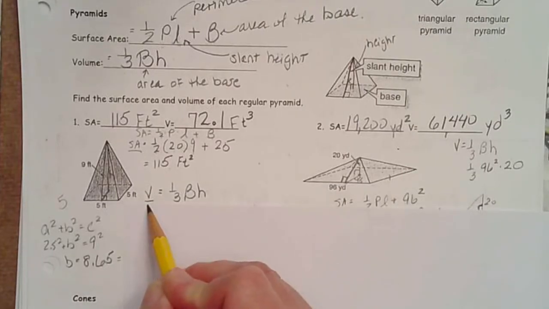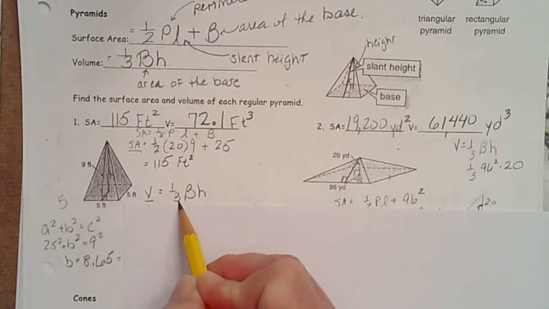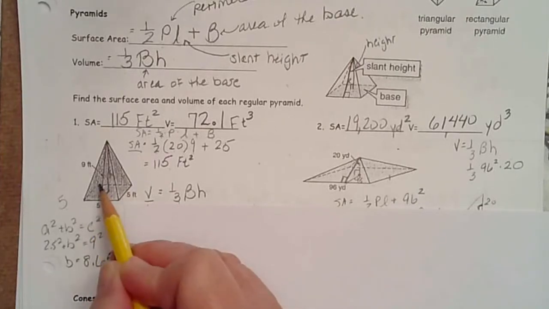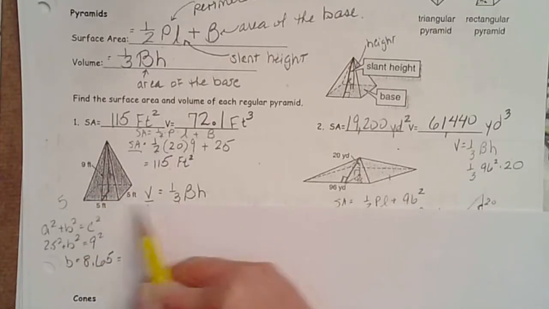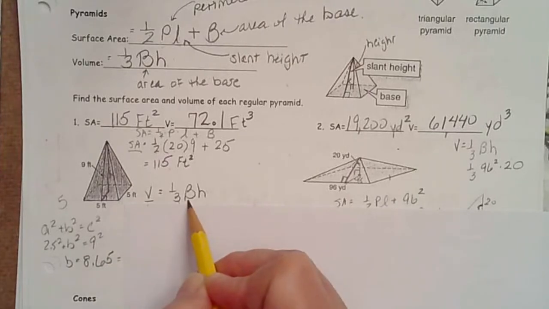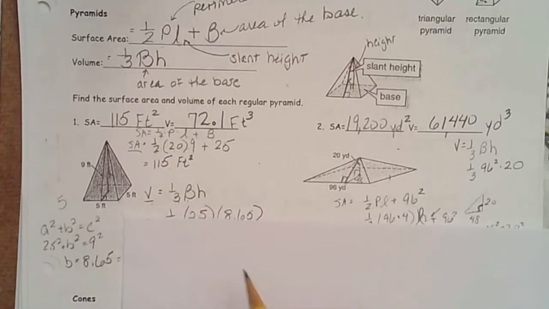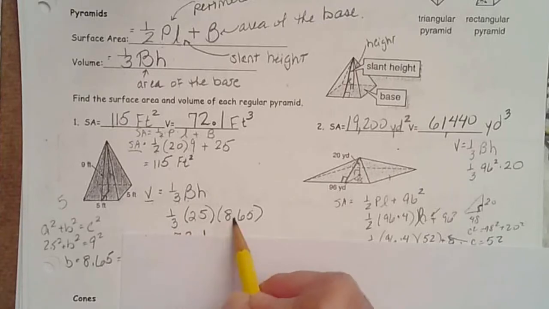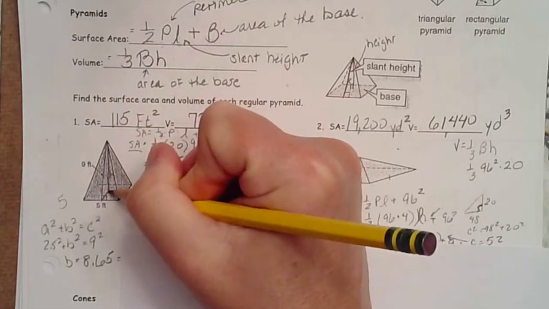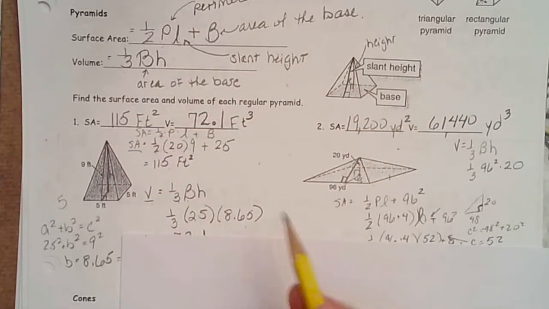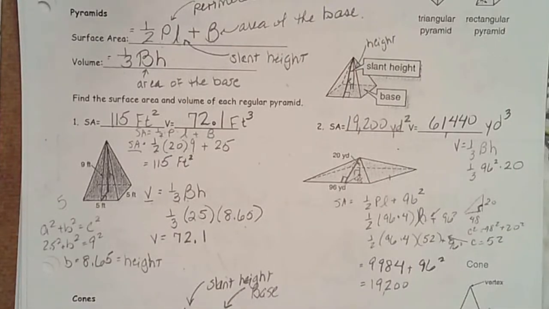So the volume is 1/3 times the area of the base, so it's 1/3 times 5 times 5, which is 25, times the height. So 1/3, 25. The height we don't have. That's this guy in here. I get it, you're looking at it. But let's see how we can actually get the number.